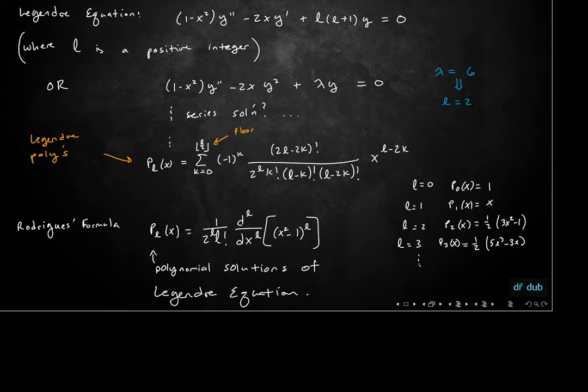So the other solution will always be a power series, but these will give you the polynomial solutions of the Legendre equation. And I was about to say we'll wrap it up, but yeah, I think we will. Let's wrap it up there.